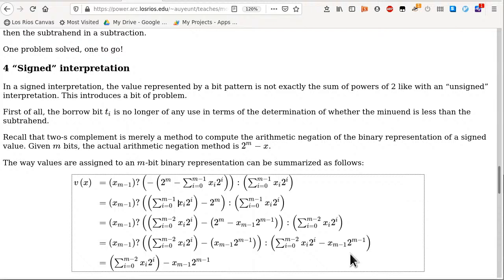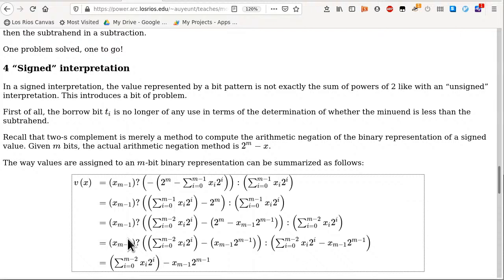V of X is the value of X. X is a bit pattern. Remember, X is just a sequence of zeros and ones. It does not have an inherent value associated with it. So in this discussion in section 4, V of X is saying, okay, let's look at not the bit pattern X, but let's look at the value represented by the bit pattern of X. What is it? What is the value represented by X? So if you want to ignore all of these derivations, it's okay.